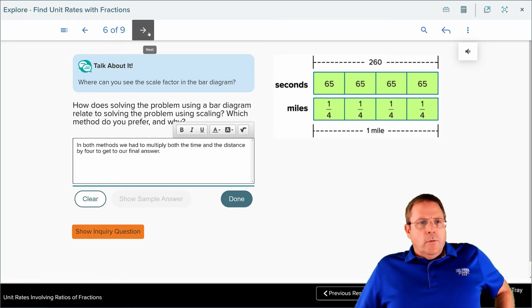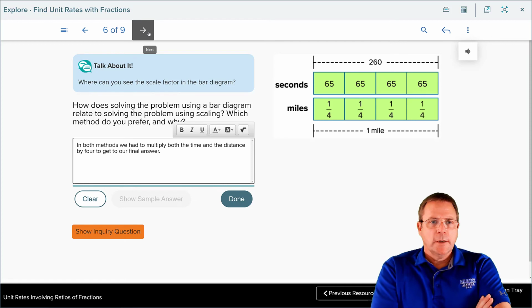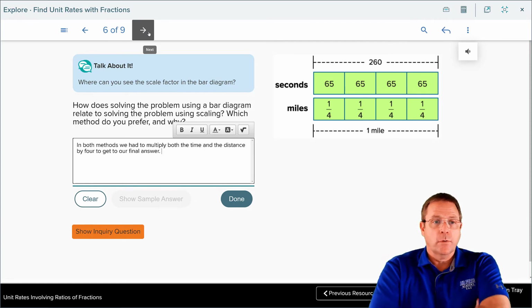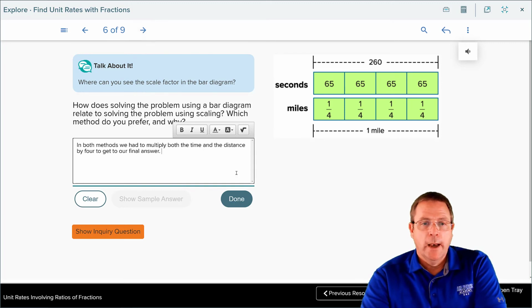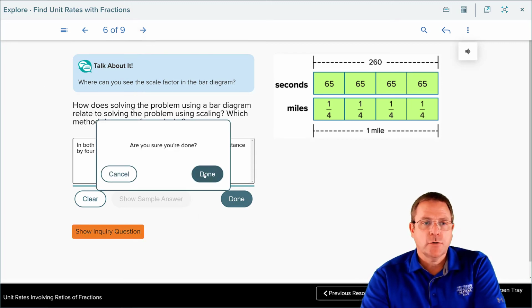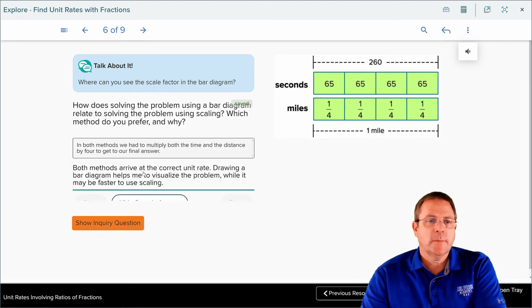Now what I wrote was that in both methods you had to multiply both the time and the distance by 4 in order to get to the final answers. I'm going to click done here. And then we got some sample answers.